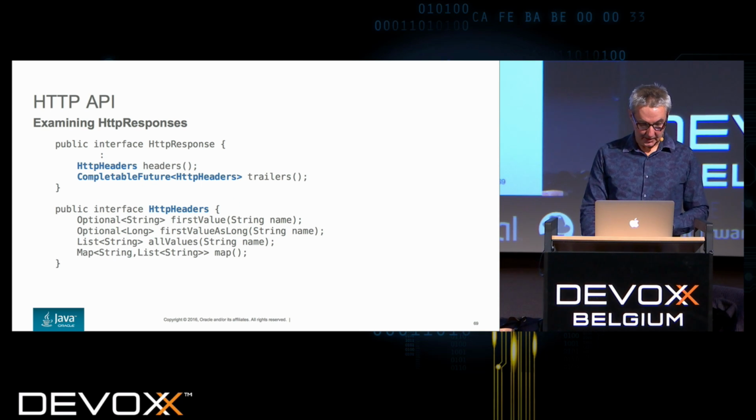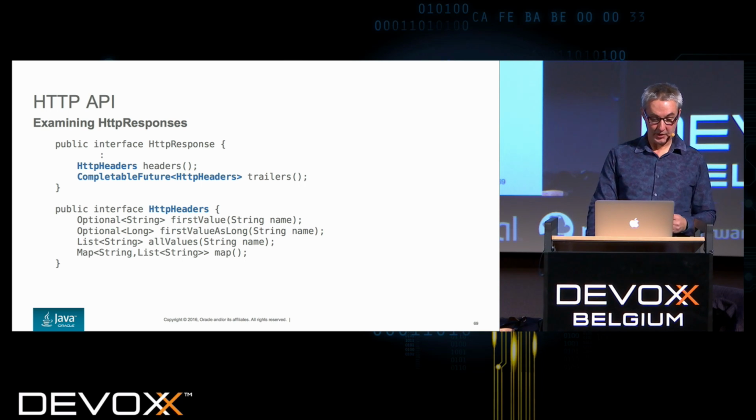Just to take another quick look at how headers work. You can see there's a headers and trailers method which return an HTTP headers directly, or in the case of trailers, a completable future of HTTP headers, because it's not always guaranteed when the HTTP response object is available that any trailers will be available at that same time. And then HTTP headers itself is a fairly simple interface with those four methods, which allows you to access headers as single-valued or multi-valued headers.